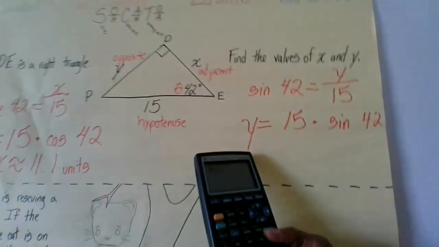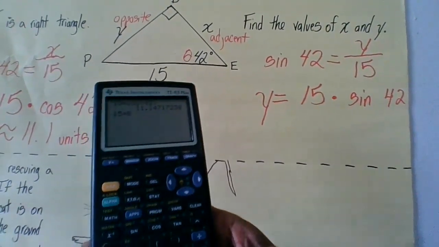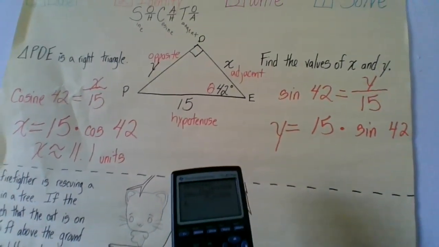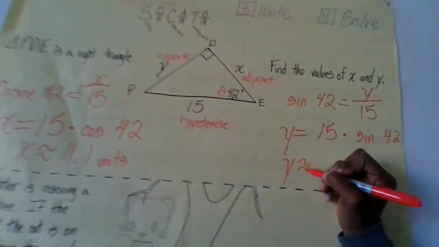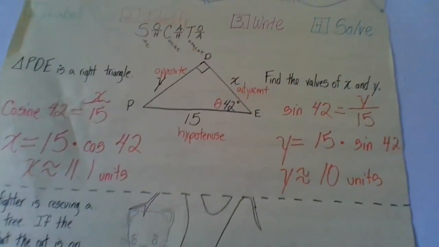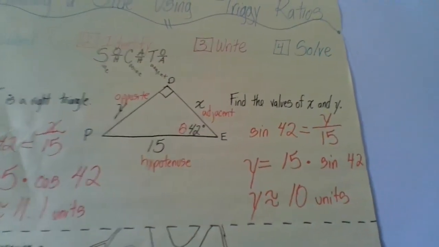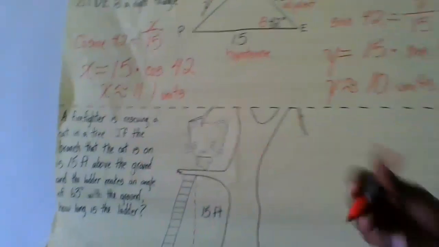So let me use that handy dandy calculator. I'm going to do 15 times sine 42, and that equals 10.03. So I'll just put 10. Y equals approximately 10 units. So we just figured out x and y by using trig functions. Now I'm going to use those same steps in these word problems here.